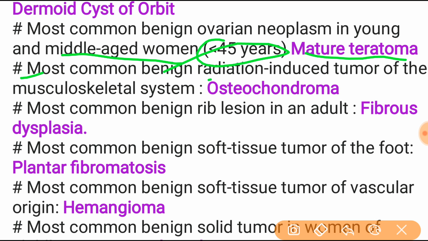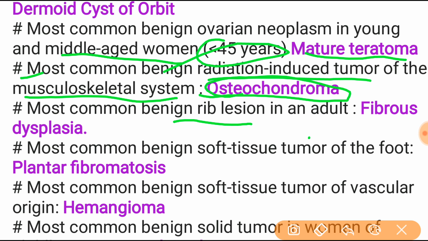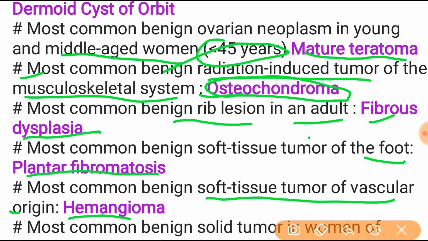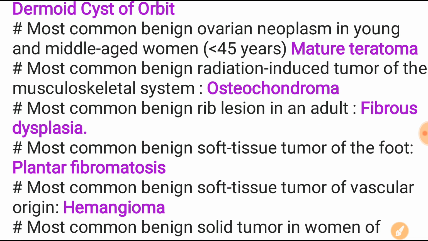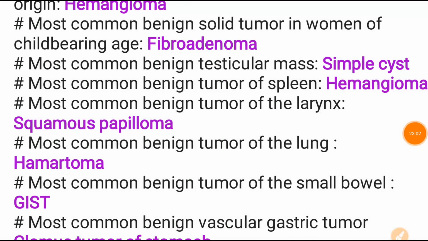And the most common benign radiation-induced tumor of the musculoskeletal system is the osteochondroma. And the most common benign lesion in an adult is the fibrous dysplasia. The most common benign soft tissue tumor of the foot is the plantar fibromatosis. And the most common benign soft tissue tumor of vascular origin is the hemangioma. The most common benign solid tumor in women of childbearing age is the fibroadenoma.